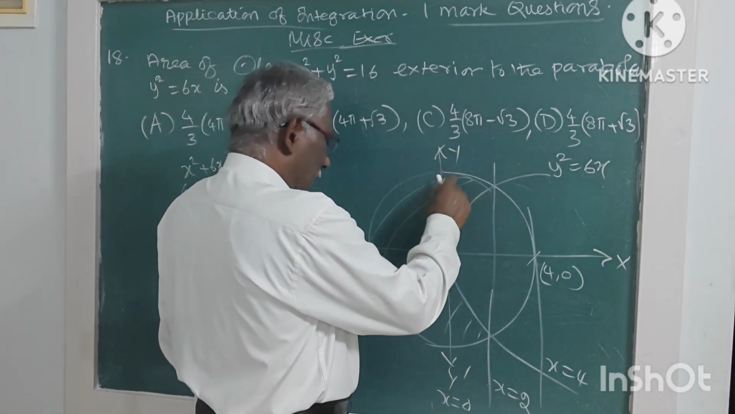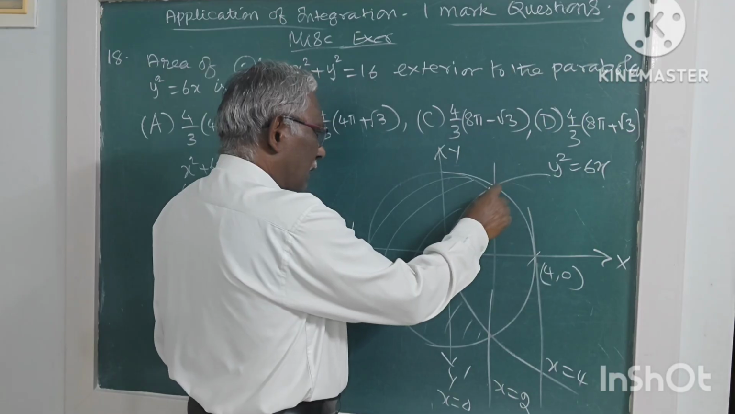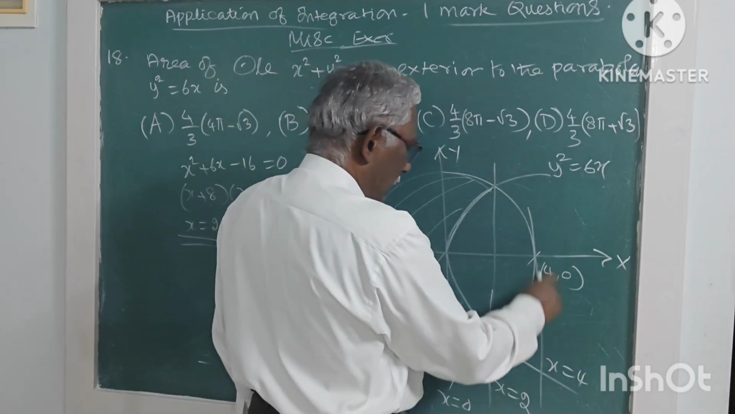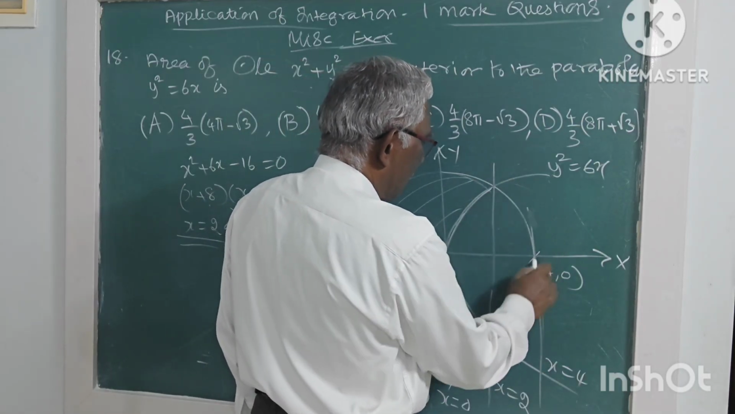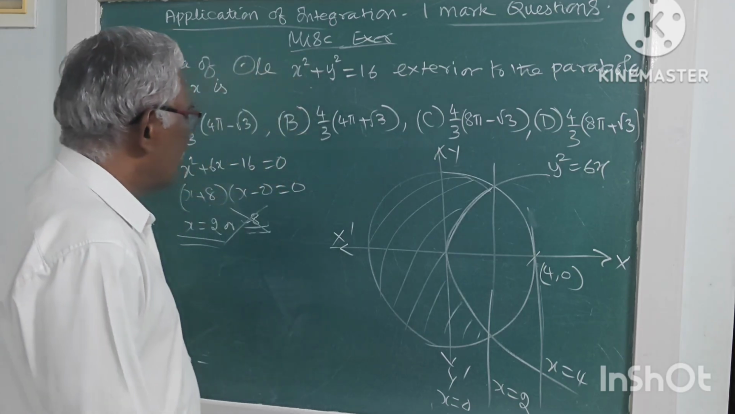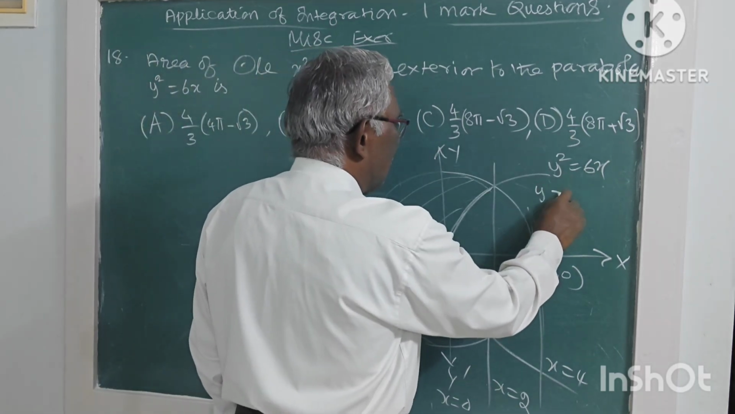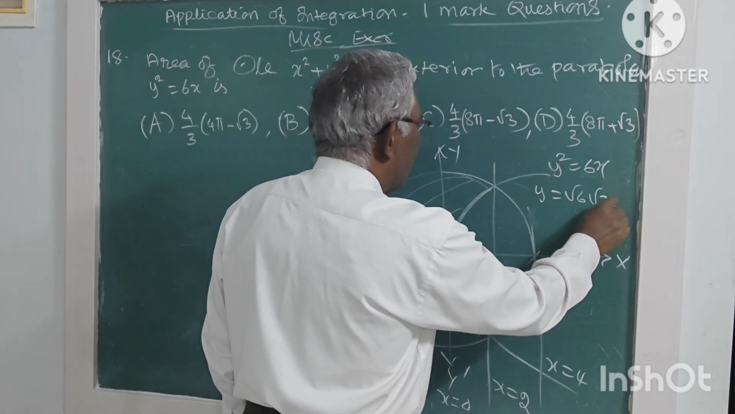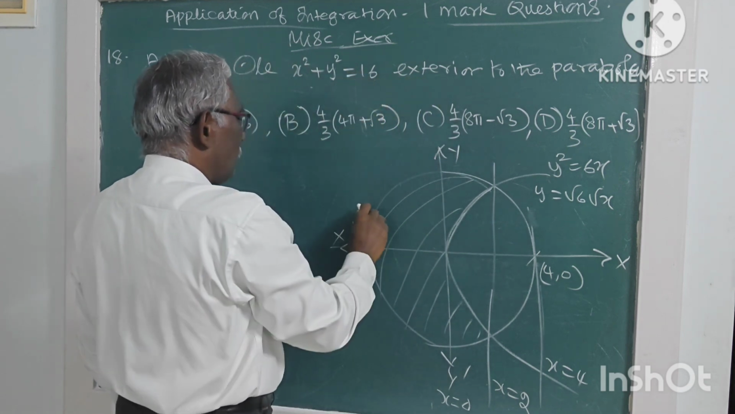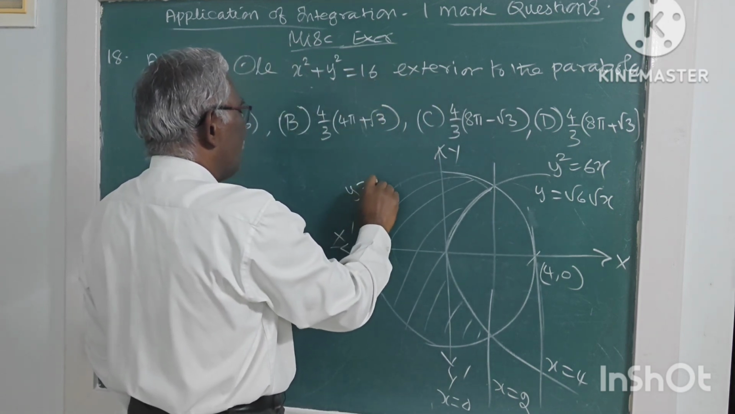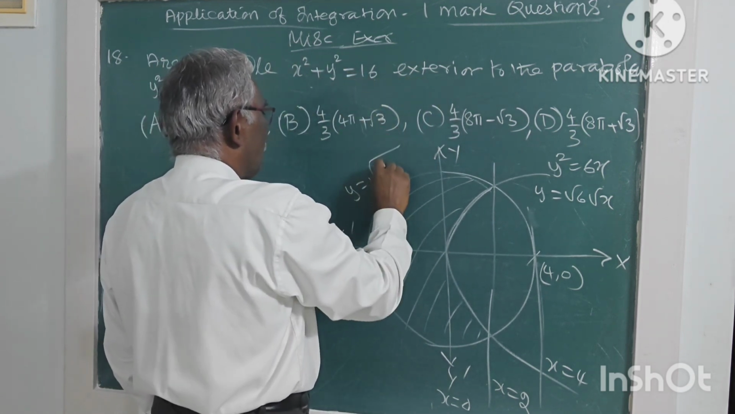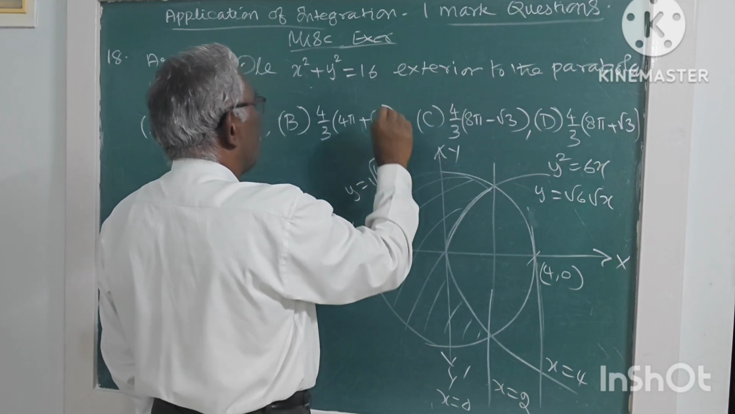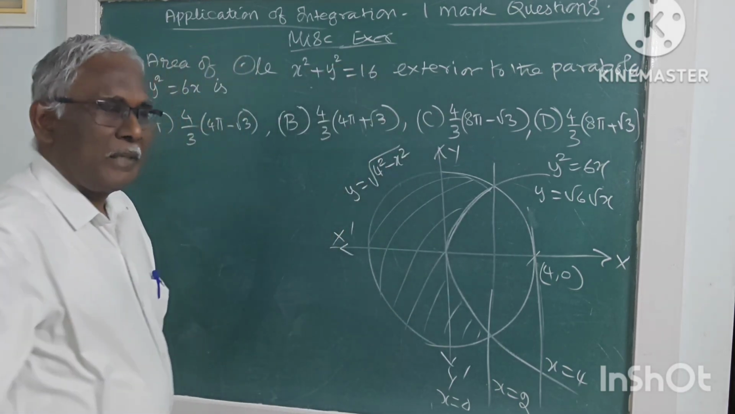Now we'll take x from 0 to 2, where we use the equation of this curve, y equals root 6 root x. And x from 2 to 4, where we use the equation of the circle, y is the square root of 4 square minus x square. From this, y comes.